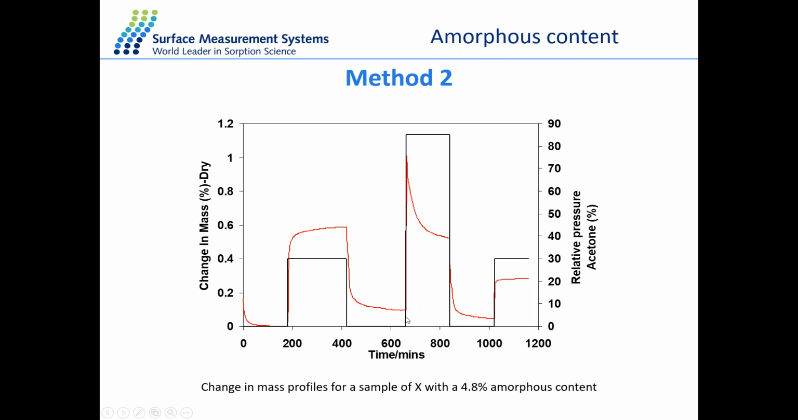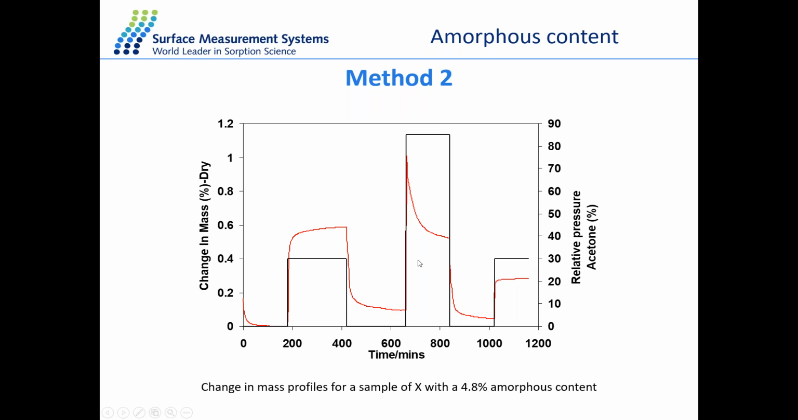Then I'm going to drop the partial pressure and move up again to 90%. And here you can see my mass change going down because I'm moving from amorphous to crystalline. And then in the last stage, I'm going to go back to 0, and then I'm going to go back to 30%. And this is finally the uptake at 30% of the crystalline form of that sample.